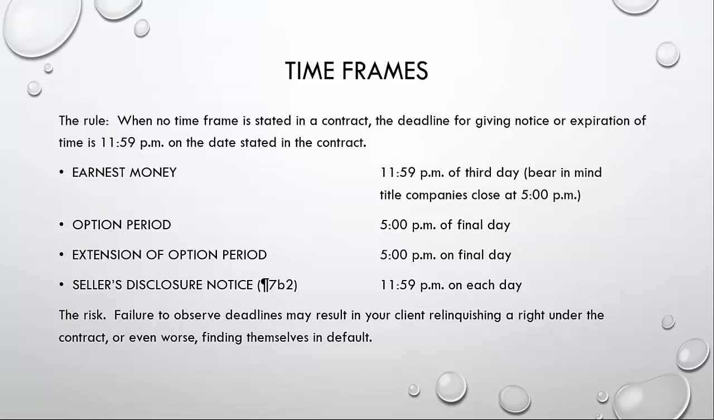And there are 2 blanks in the seller's disclosure paragraph 7B2 of the contract. There is no time frame, so those documents would be due 11:59 in each occurrence. The failure to observe these deadlines may result in your client relinquishing a right under the contract, or even worse, finding themselves in default. And we all know whose fault that's going to be. So pay attention to these time frames and when they're due. And if your earnest money is going to be late on the third day, be sure that if you email it, that it gets date stamped and the title company will acknowledge it on the third day.